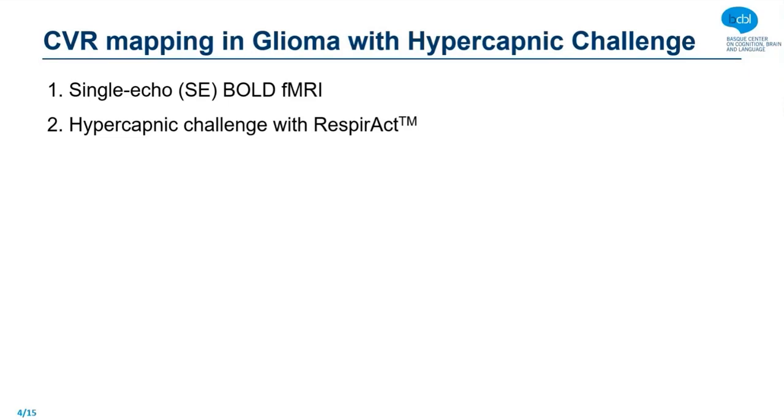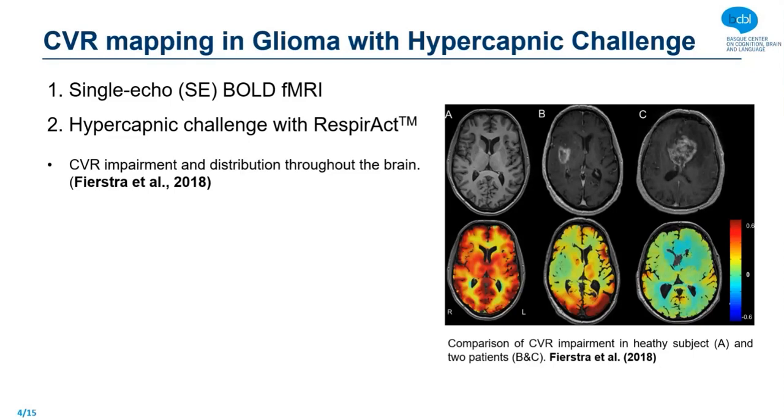Some studies have shown that CVR in glioma can be measured by hypercapnic challenge. All of these studies have used single-echo fMRI and a hypercapnic challenge using a respirator. One of them is by Pinto and colleagues, who measured CVR impairment and its distribution throughout the brain. And we can see the results. On the right side, in C, there's a decrease in the CVR in the glioma compared to the first one, which is a healthy subject.